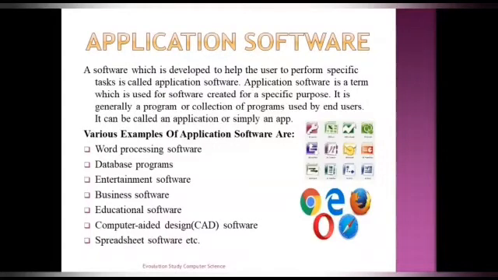Here comes the application software. Software which is developed to help the user to perform specific tasks is called application software. Application software is a term used for software created for a specific purpose. It is generally a program or a collection of programs used by the end users. It can be called an application or simply an app.